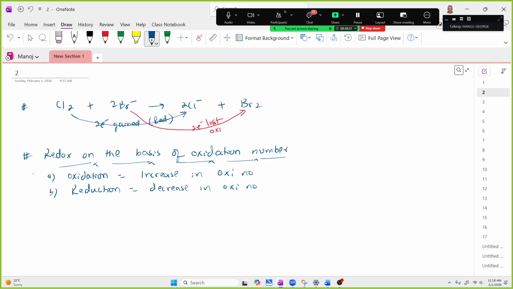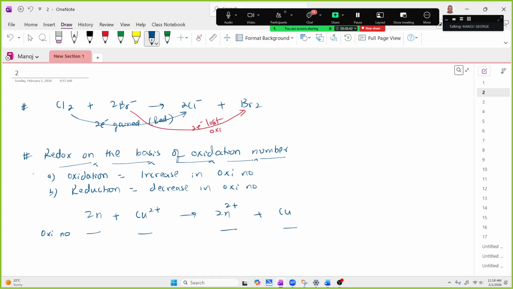I'm going to use the same equation so that you understand how to apply this. For example, if I was to give you this equation again, we know zinc is more reactive. Because zinc is more reactive, that's why it's losing electrons. Okay, so let's write down the oxidation number of everybody underneath.